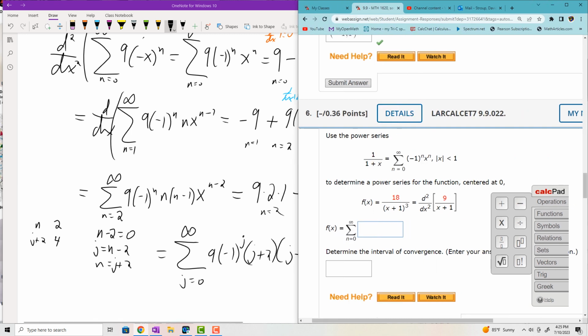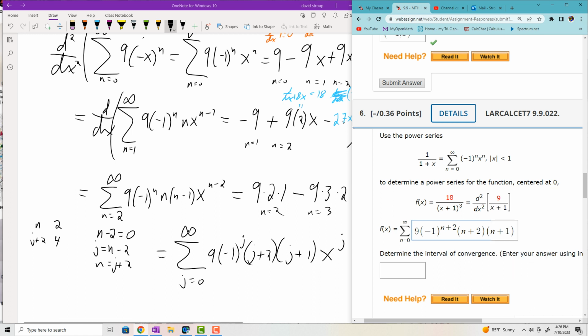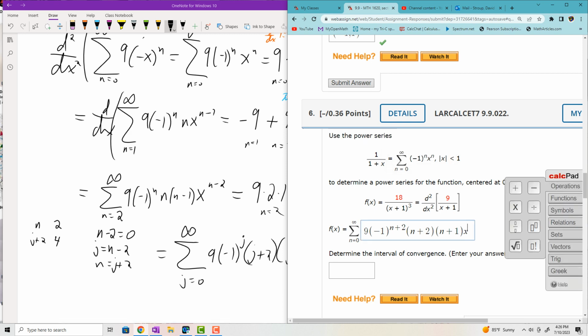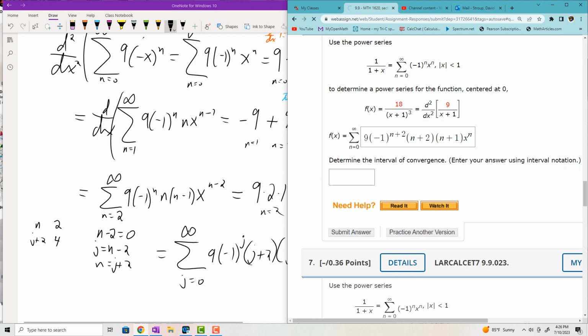So I'm going to write 9 times negative 1 to the j, or in this case n. And if you wanted to, put n plus 2. I don't think it's going to matter. I'll put n plus 2. Okay. And then I have n plus 2. And then I have n plus 1. And then CalcPad is giving me the middle finger. And then I have x to the n. Okay, let's make sure that's right. Then we'll get the interval.